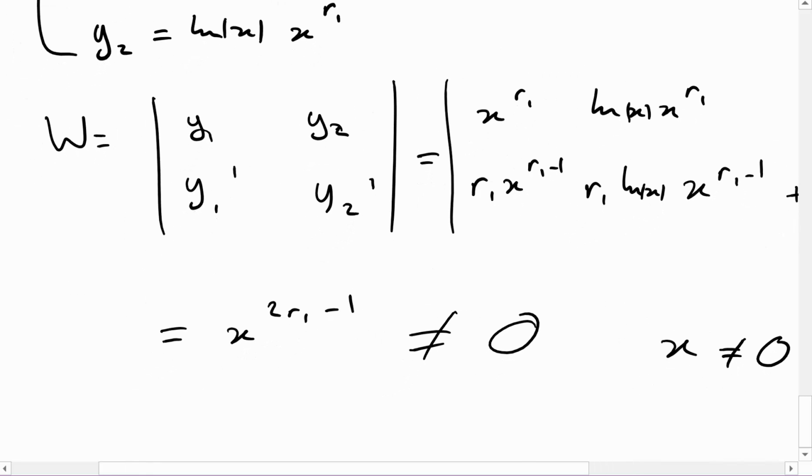So again, I'm just showing off at the end there. I'm just showing that I know how to show whether they're linearly independent or not, and to get you used to the idea of showing that they're linearly independent.